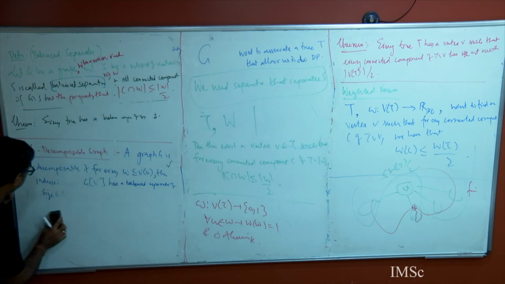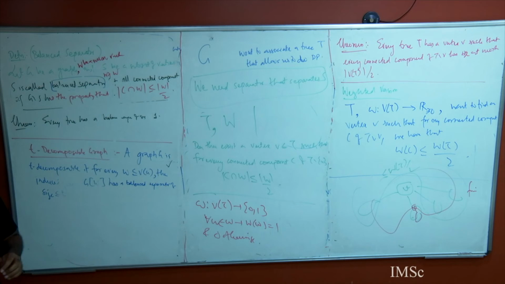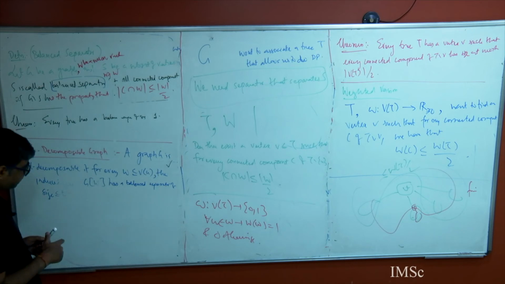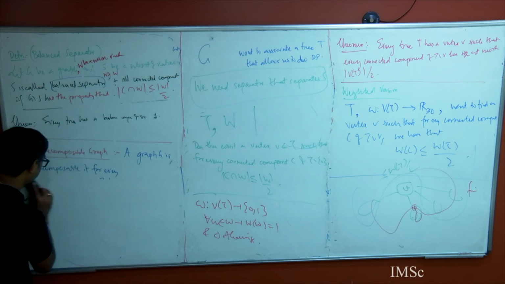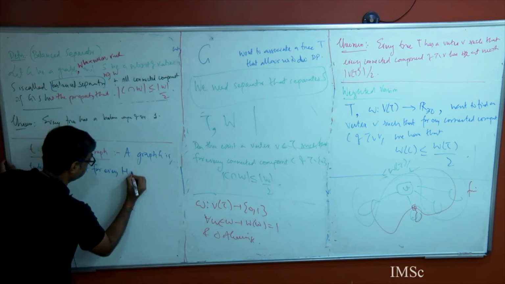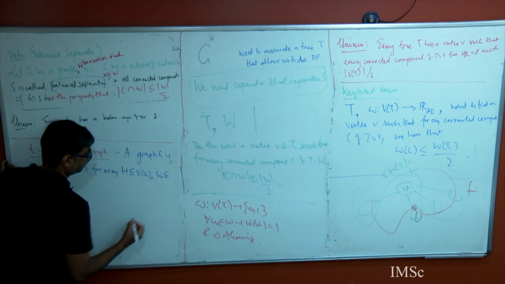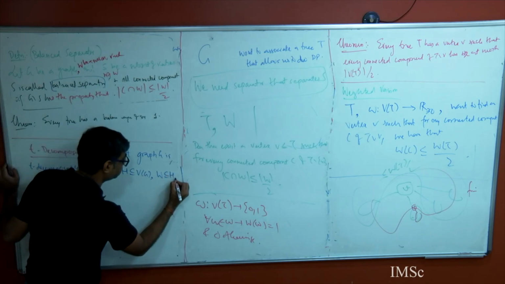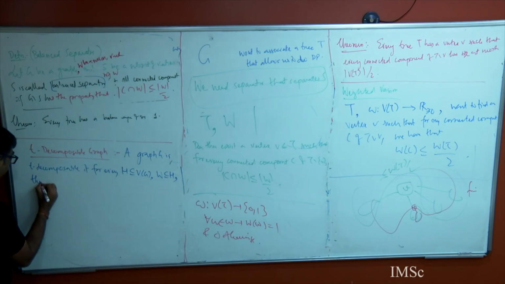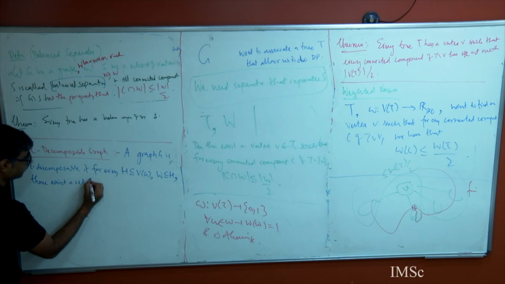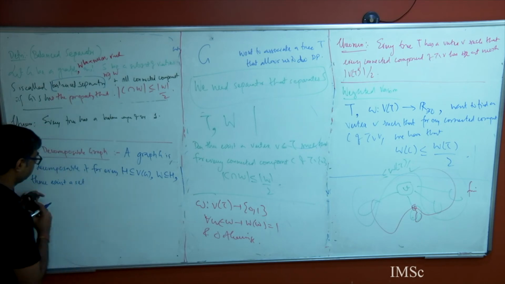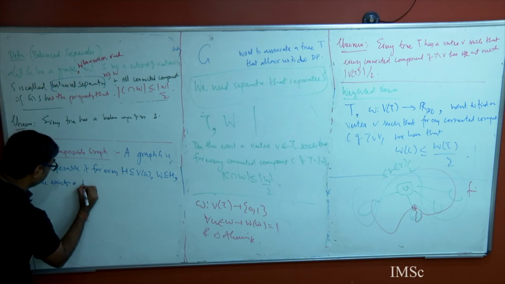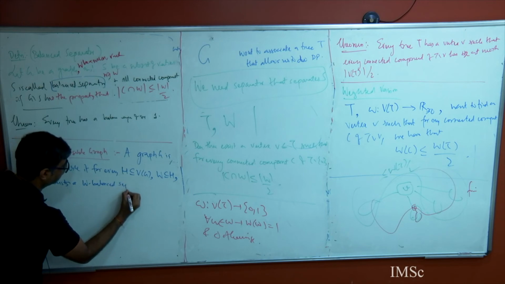This is why I did not. Okay. A graph G is T decomposable if for every H subset of V(G), W subset of H, there exists a set S of size at most T, then there exists a W balanced separator of size T.